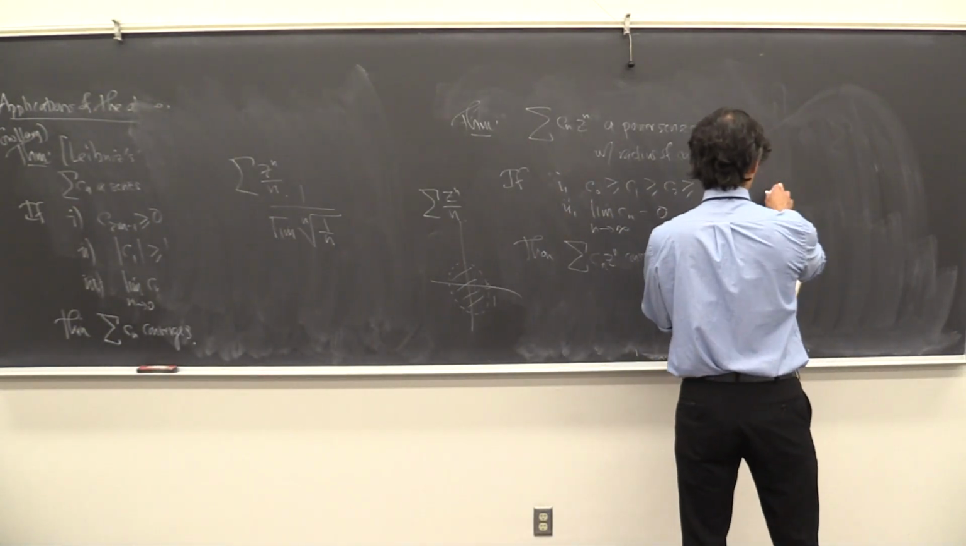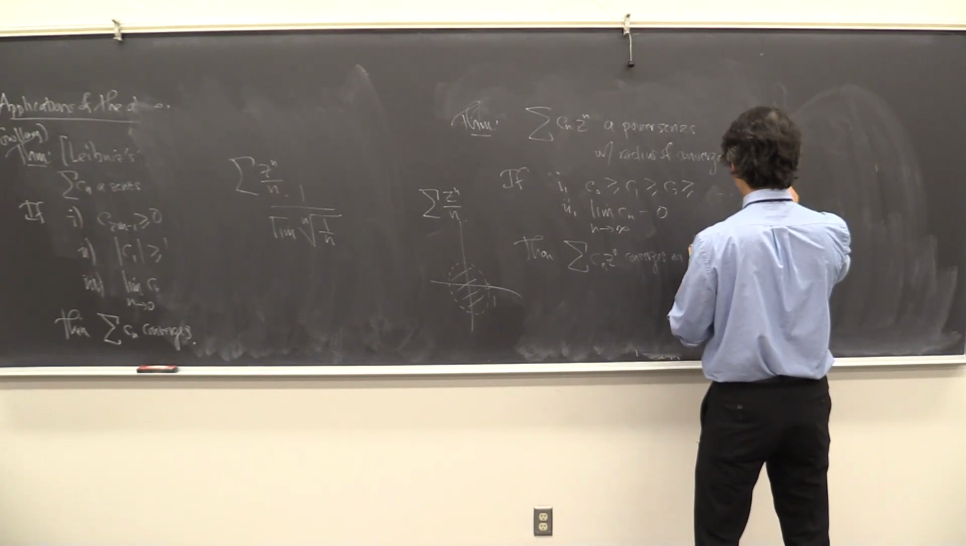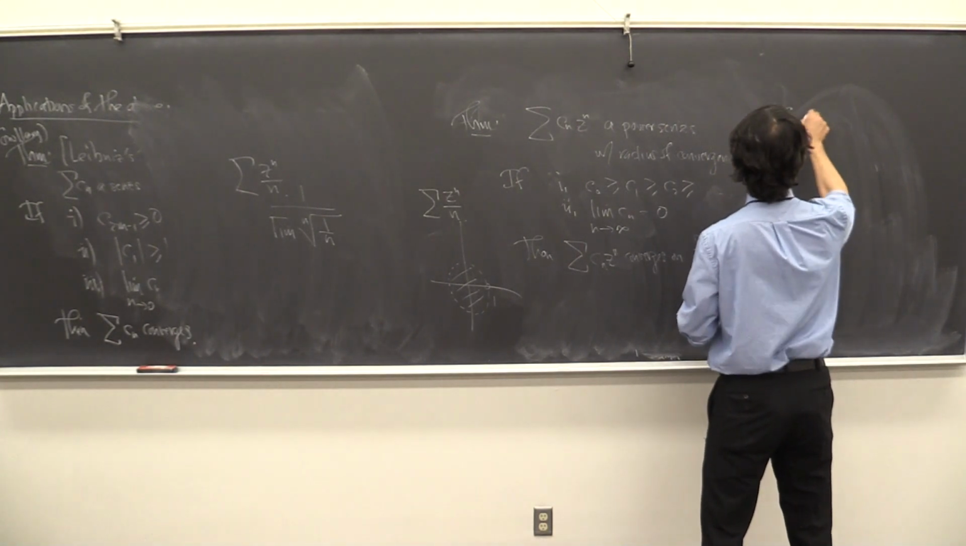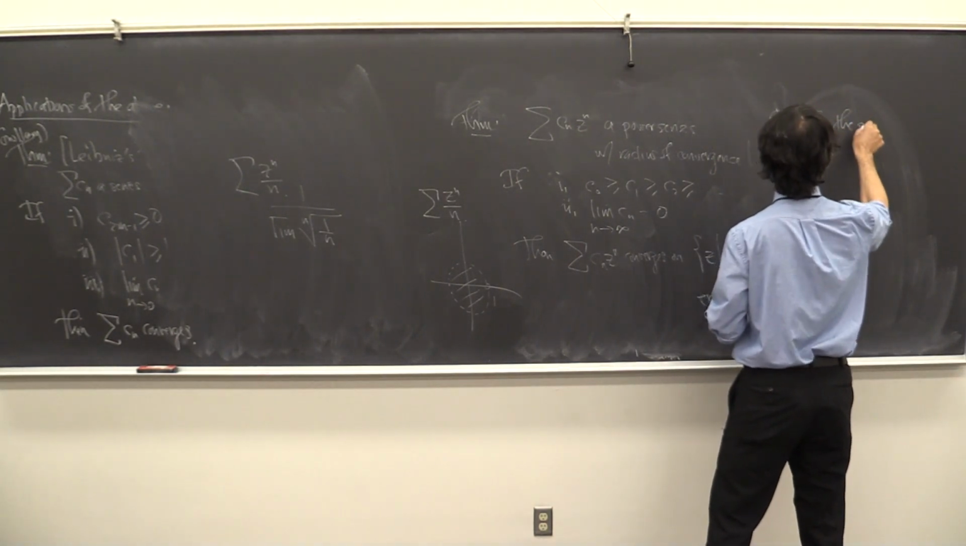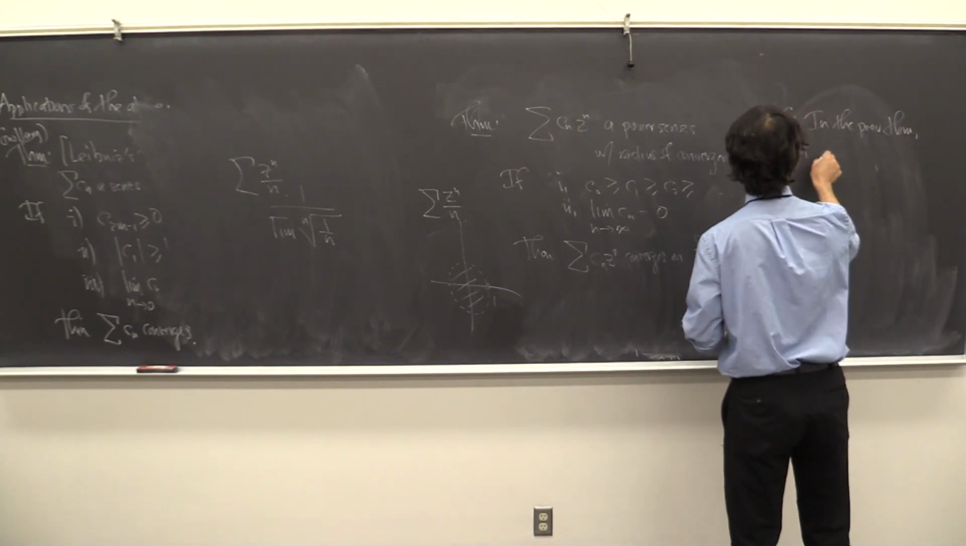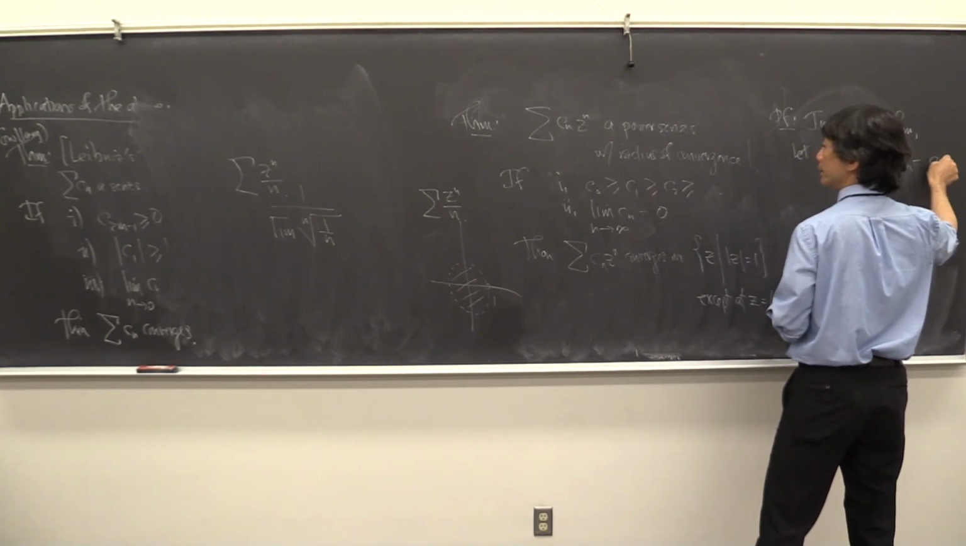Okay. So the proof is: in the previous theorem, let a sub n be z to the n and b sub n be c sub n.